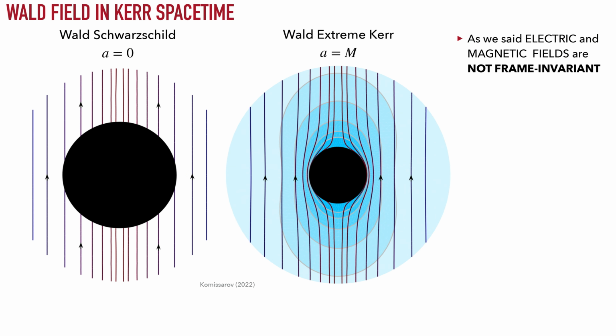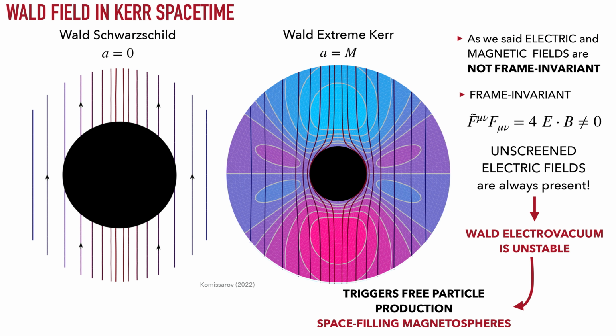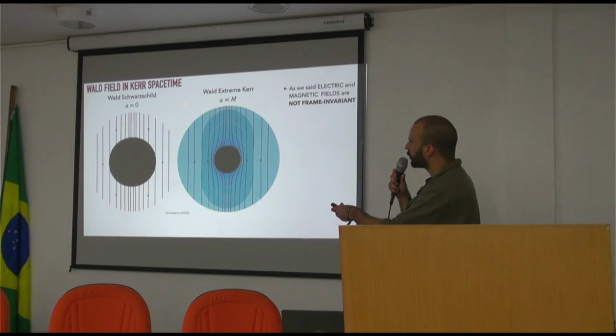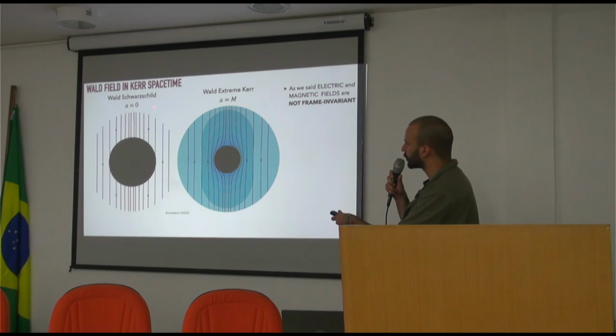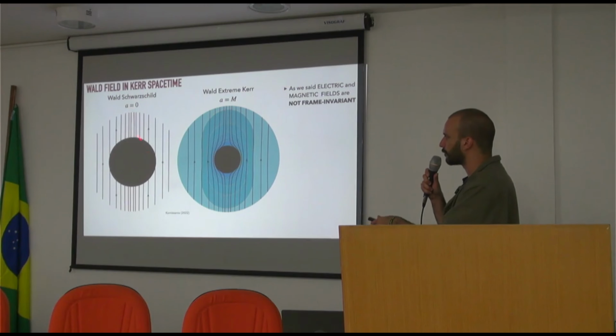So here is some representation of what I have just said, taken from a recent paper by Komissarov. When we have a non-spinning black hole, this is the Wald solution in the Schwarzschild spacetime, which basically just represents a static black hole immersed in an external magnetic field whose source is located somewhere away, pushed at infinity. We don't care where it is. The important thing is that this is a uniform field.